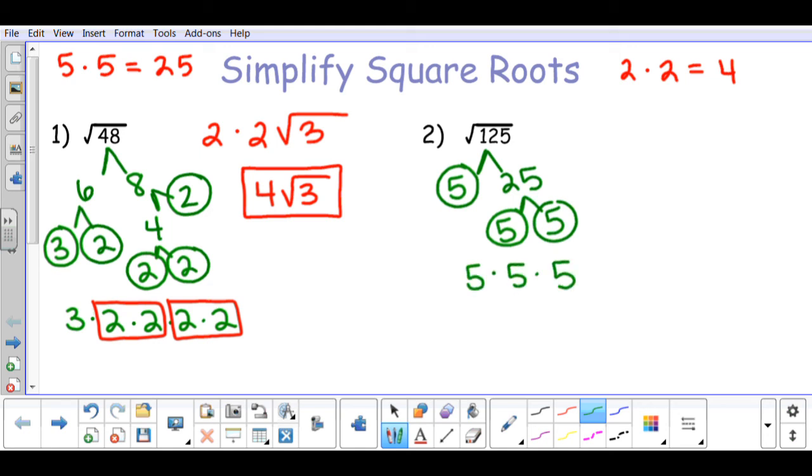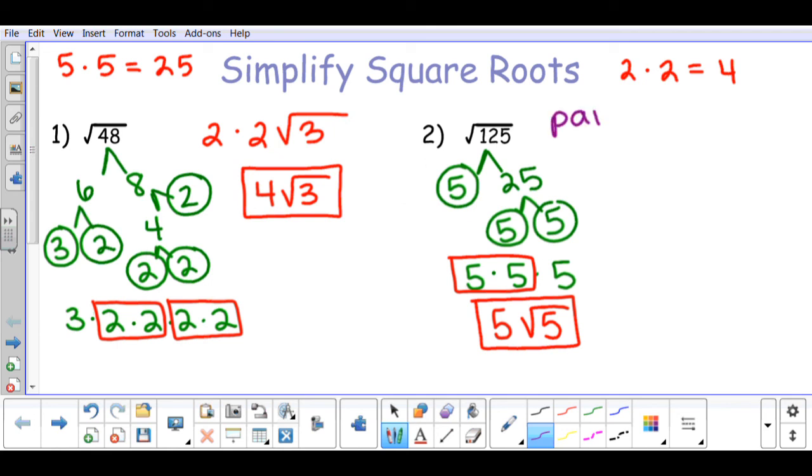So I've circled all of my ends, and I'm left with three 5s, and I want a group of 2. So I'm going to group 2 of those 5s together. That 5 is going to go in the front, and the 5 remaining will go inside. So the square root of 125 simplifies down to give us 5 square roots of 5. A good way to remember this is you want pairs in the front, and you want singles on the inside.